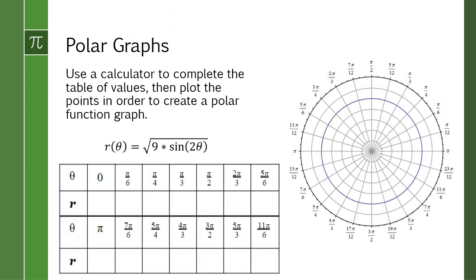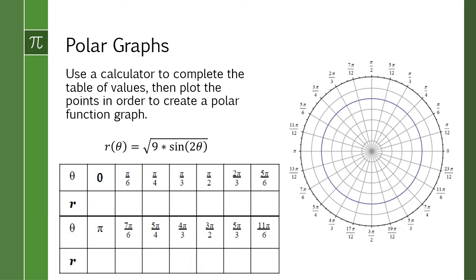Let's look at another example. Here we have the function r of theta is equal to the square root of 9 times the sine of 2 theta. And again, I'm given a table of values that I want to plug in for theta and see what radius we end up with for each one. So I'm just going to plug these into the calculator all in one big step and let it do the heavy lifting for me. So my first angle to plug in is 0.